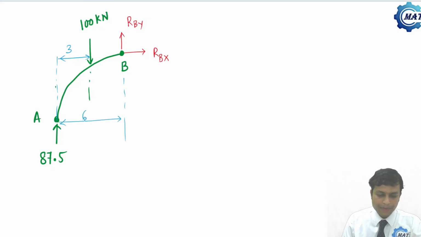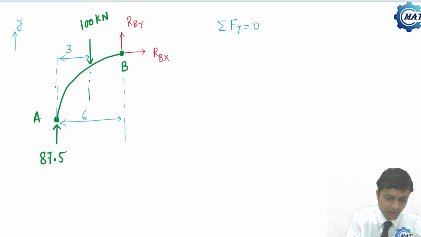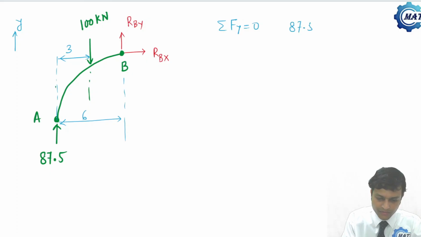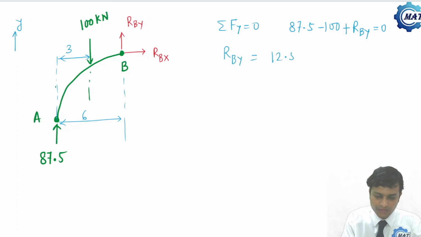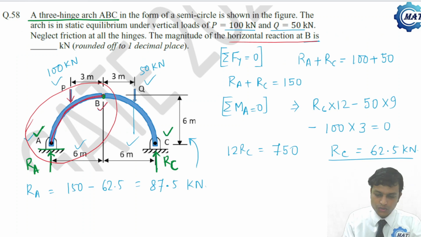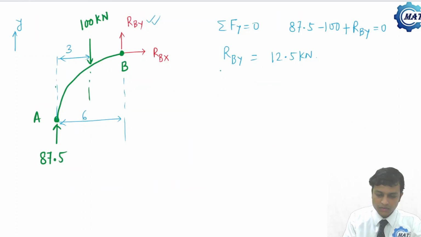Now let us apply the equations of equilibrium, that is summation of Fy is 0. This direction is y. What we will get? 87.5 minus 100 plus RBY is 0. That is RBY is 12.5 kilonewton. So RBY we have determined, but it has been asked to find the horizontal reaction, so no need to do that. Oh no, sorry, we need that.